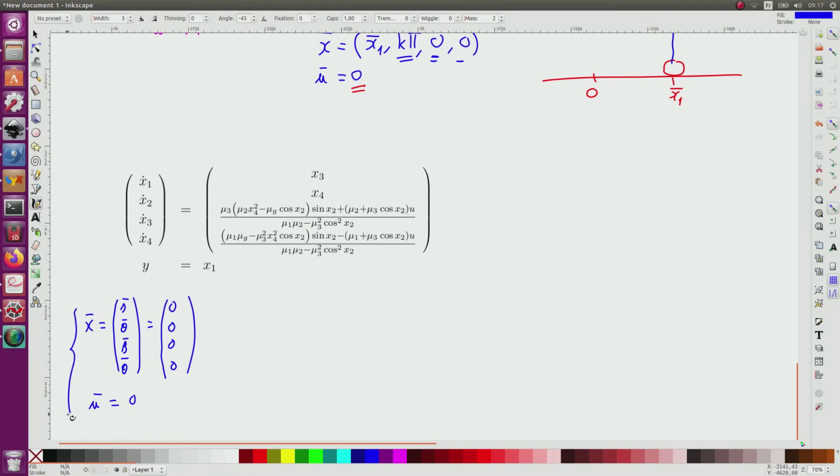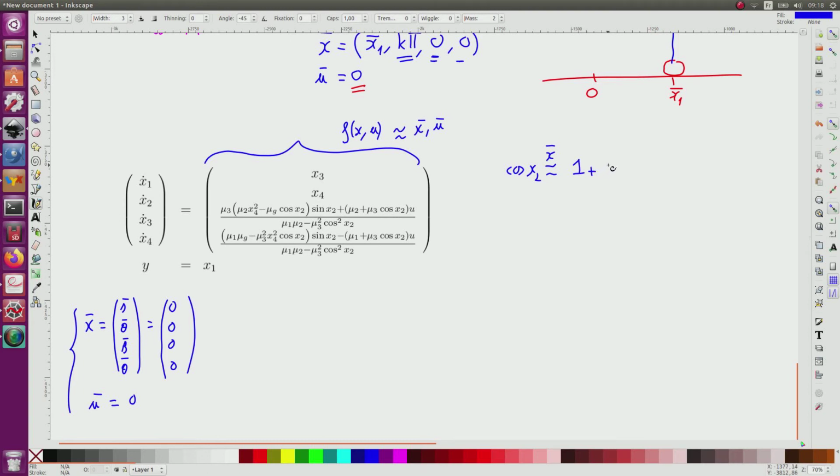So now I will have to find a first order approximation of this function f of x and u near x bar u bar. So then I will obtain a linear approximation of this function. So I know that cos x2 around x bar is approximately equal to 1. Okay, so there is no first order approximation.